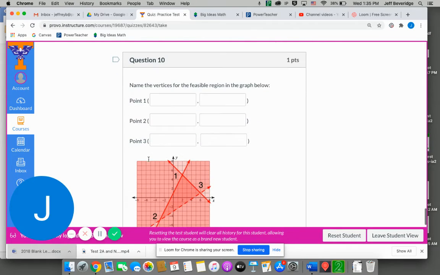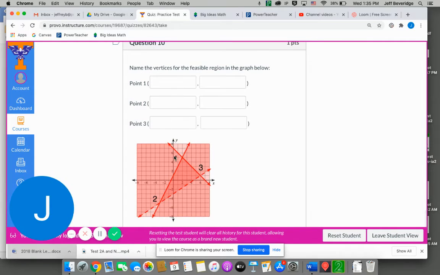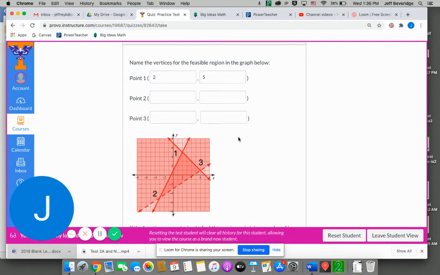Question 10 is your linear optimization one. So you'll have 2 of these on the test as well. So what you're going to do is, here it's labeled 1, 2, and 3. So that's the vertices, okay? So this is your vertex 1, vertex 2, vertex 3, or point 1, point 2, and point 3, okay? So what it wants you to do is list the coordinate for that vertex. So here it's 2 and 5. So you go up here, 2 and 5. So that's what you got to do. List the x and y value for the vertex for all 3 points, okay?